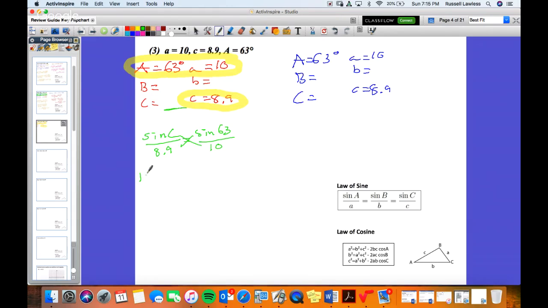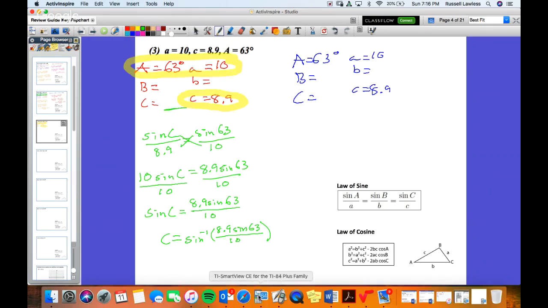So again, keep doing what we've been doing so far. Cross multiply, we'll get 10 times the sine of C equal to 8.9 times the sine of 63. And then we'll divide both sides by 10. So then that will give us sine of C is equal to 8.9 sine of 63 over 10. But here's the thing. In your calculator, what we actually need to do, don't divide by a sine. We're actually going to be taking the sine inverse of this value, so the 8.9 sine of 63 over 10.